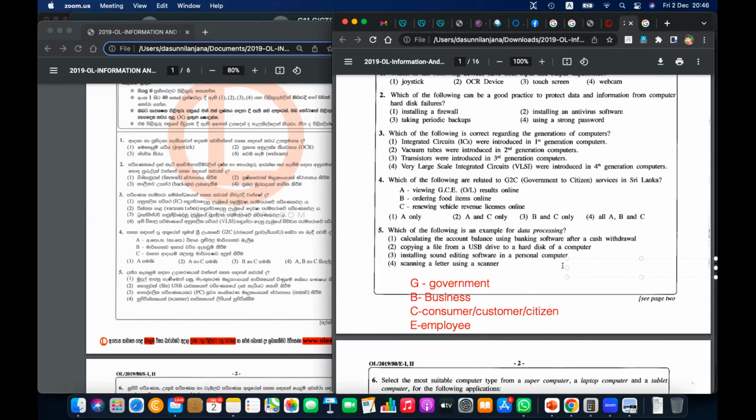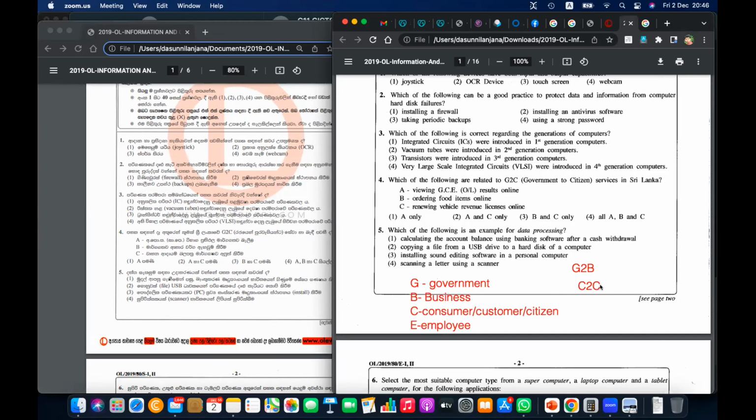හරි අපි හිතමු මෙහෙම G to B මොකක්ද? Government to business. G to B කිව්වොත් government to business. Government එකක් business එකට තමයි දෙන්නේ. අපි හිතමු මෙහෙම C to C. What is C to C? Yes. C to C. මෙතන වචන ටික බලලා කියන්න. C to C is consumer to consumer, නැත්නම් customer to customer.